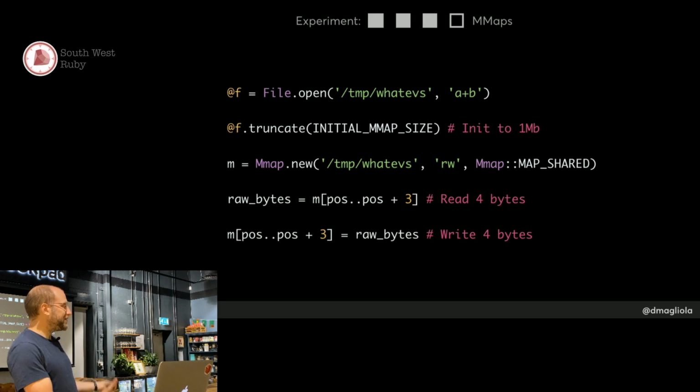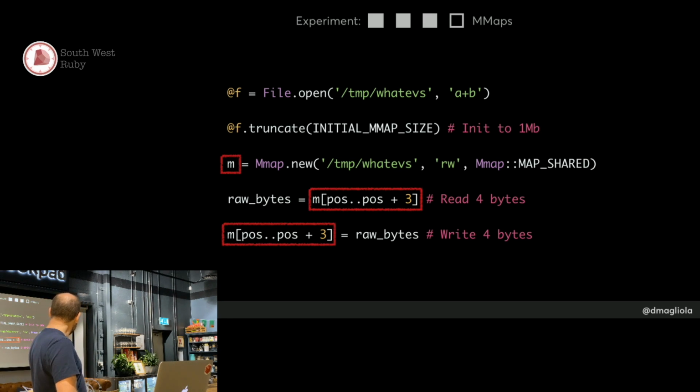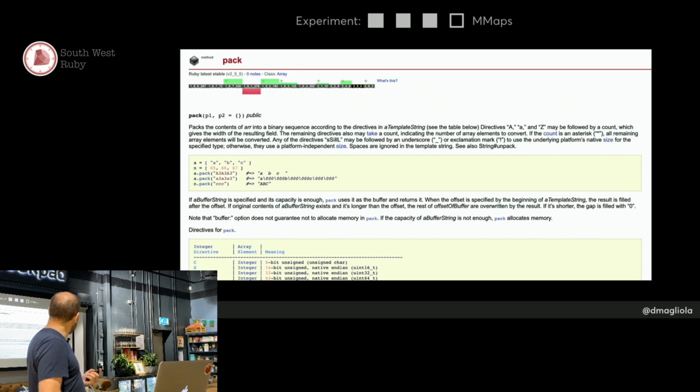Well, you basically make a file, you initialize it to a certain size, say 1 megabyte, and then you init an mmap. And now you have this m variable, which behaves sort of kind of like a byte array. Now, very importantly, this is not a Ruby array. The mmap gem is doing a bunch of magic to make it behave like one, but it does behave like one, so you can just pretend it is. And if you have a bunch of bytes to write, you set a range on this array, basically, and that'll do it. Now, the tricky bit is turning the stuff you want to store into a bunch of bytes.